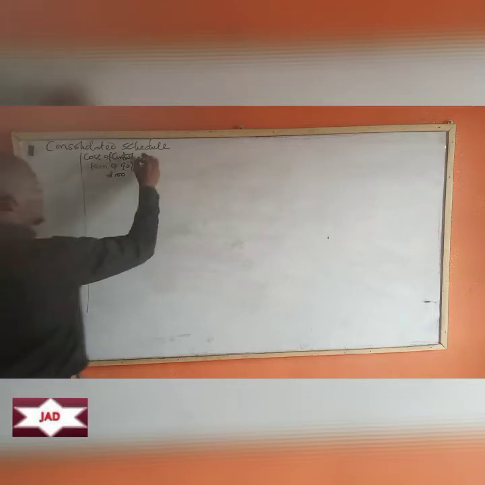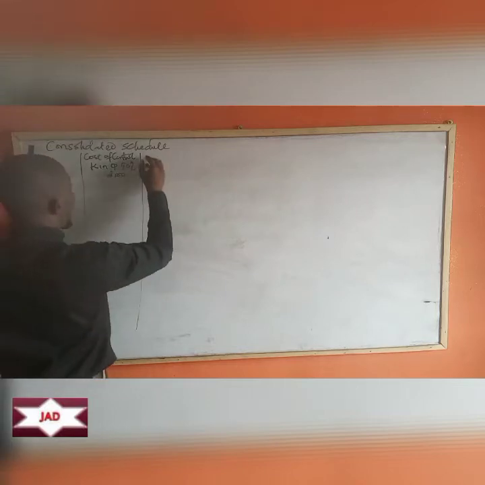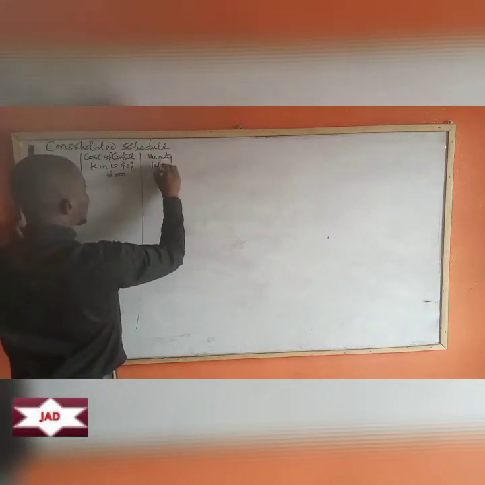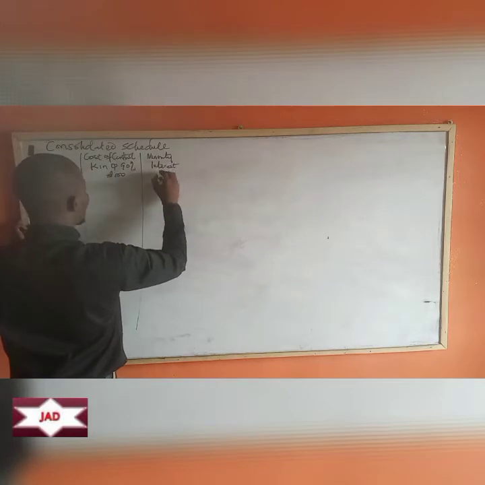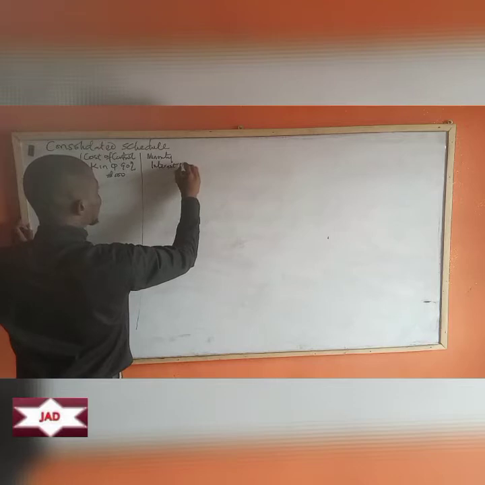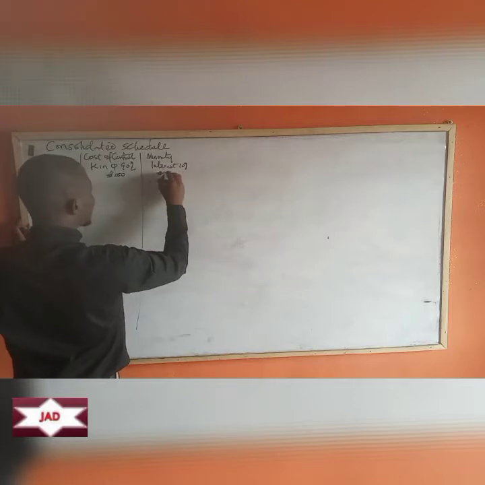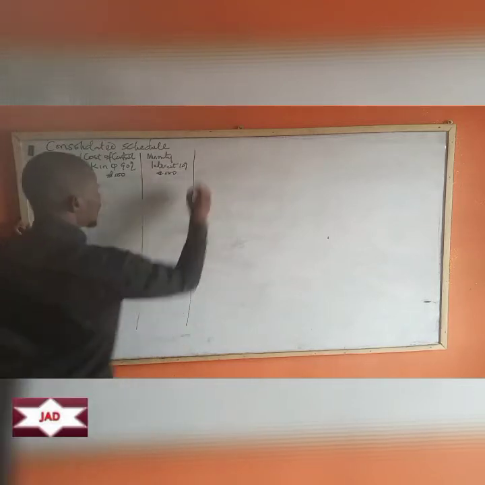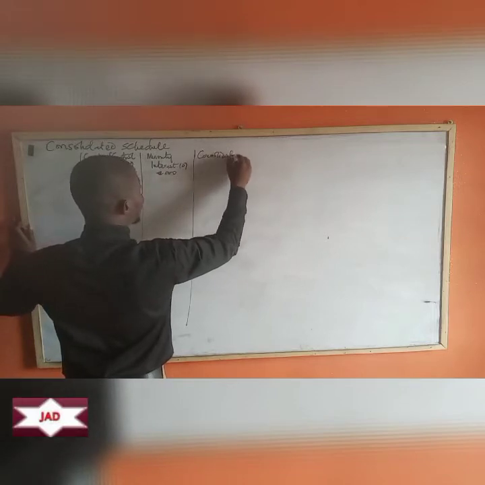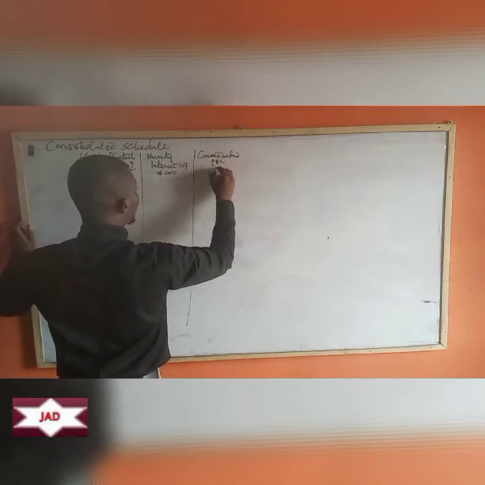Okay, so here we have minority interest, which is 10%, right? 10%. And then here we have the consolidated E and L.